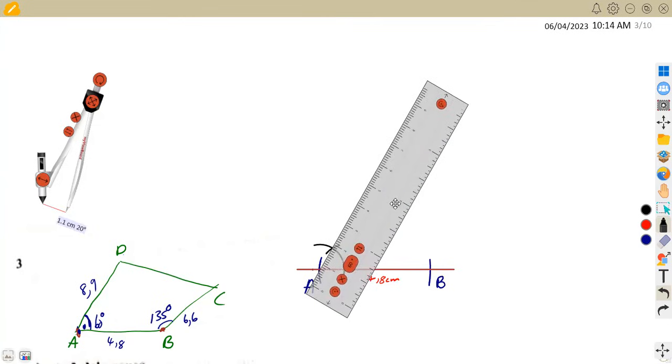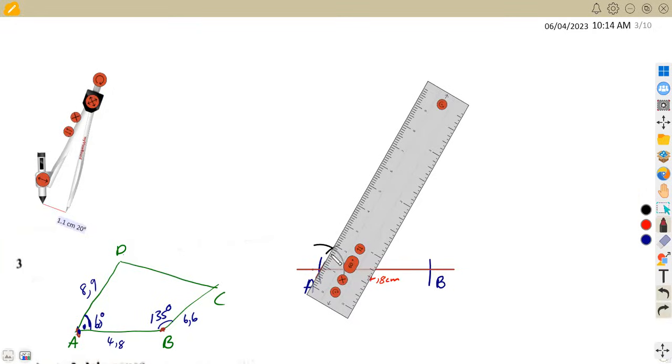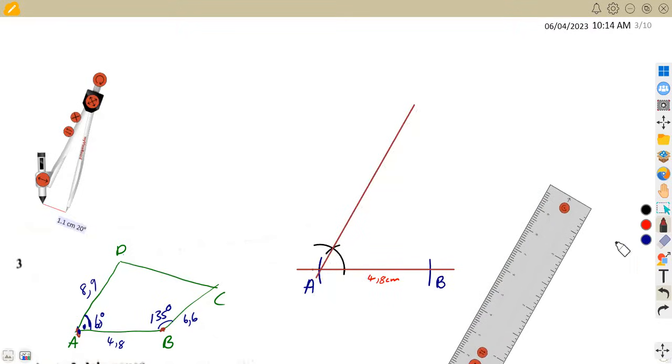All right, so this is how we are going to have it. From here, you are just going to simply join. So in this case, let me just use this one for joining. This is what you're going to have, something like this. This is from point A to point D, which is 8.9.